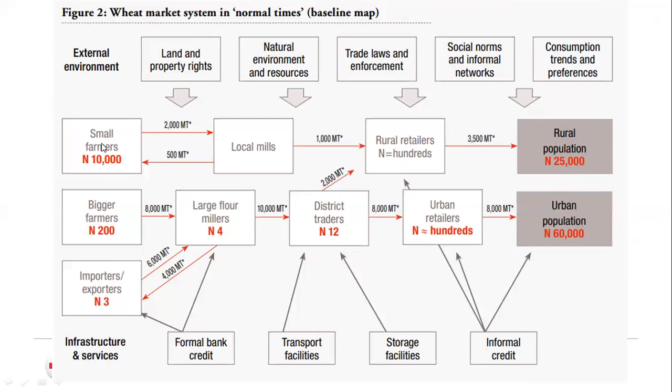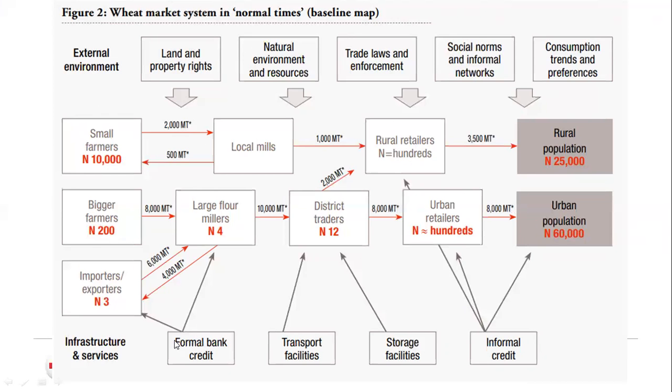So again, we have our market actors here in the market chain. So we have small farmers, bigger farmers, importers, exporters. Again, the arrows symbolize the relationship, how this product moves between each of the market actors. The quantity here is meant to symbolize metric tons, so how many metric tons are being passed on. And then N is just an approximation of how many small farmers there are, how many bigger farmers. So about 3 importers, exporters, 200 bigger farmers, and about 10,000 smaller farmers, right?